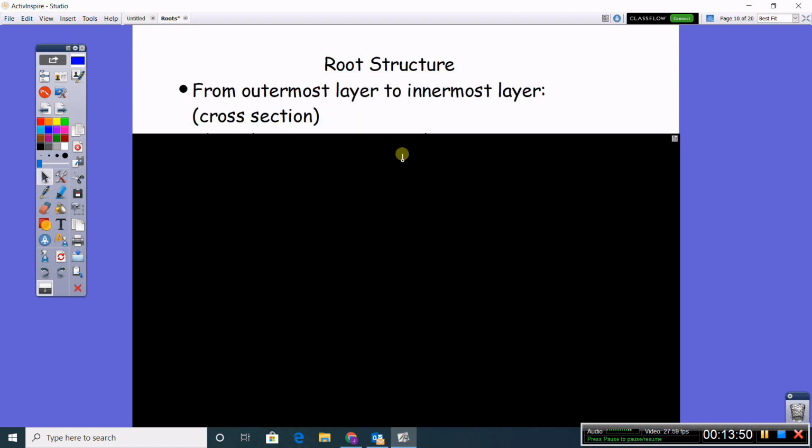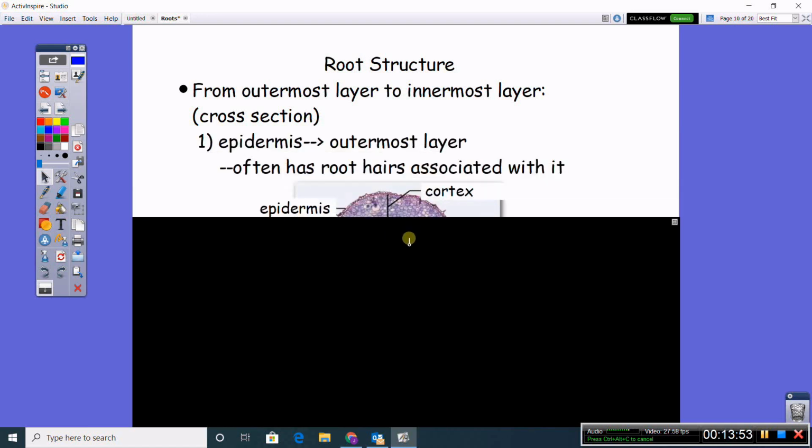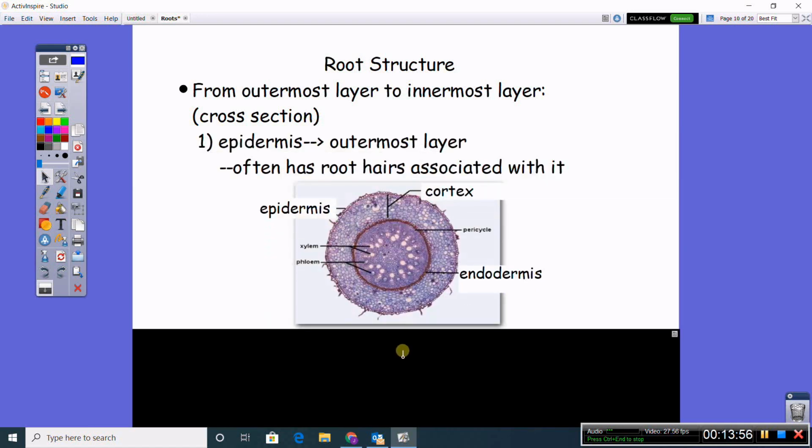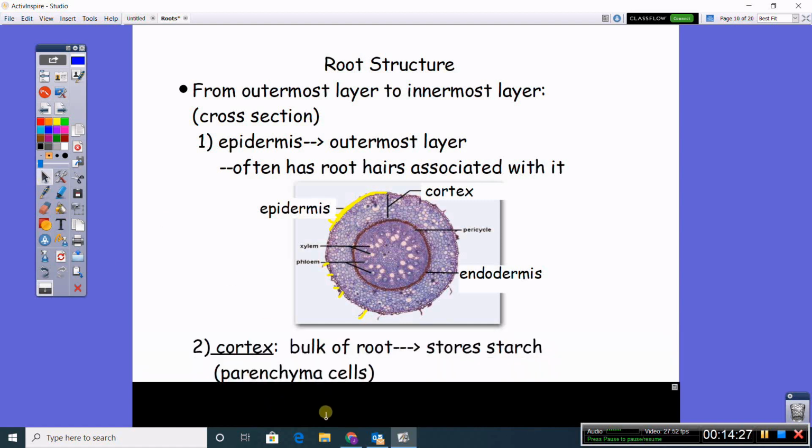So from outermost layer to innermost layer, if we're looking at a root cross section, the outermost layer is going to be your epidermis. So if we look at it here, see if I can get a little color on this. The epidermis is just one layer. And notice you see some little root hairs coming off. The root hairs, remember, are extensions of epidermal cells. So they're not going to come off of every cell, but some epidermal cells can have root hairs.